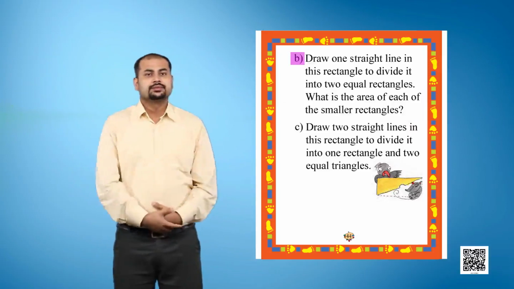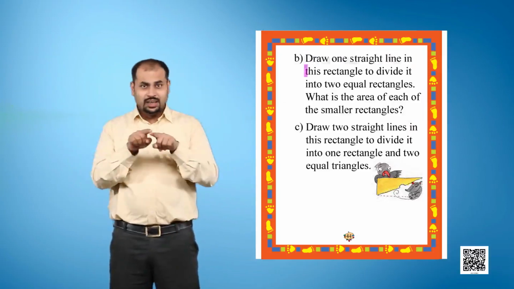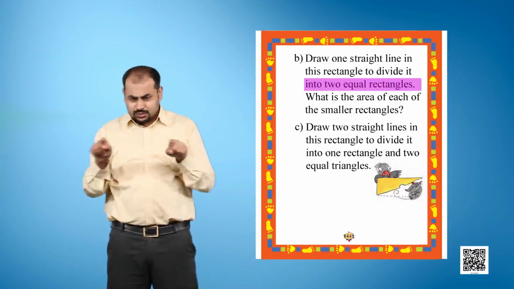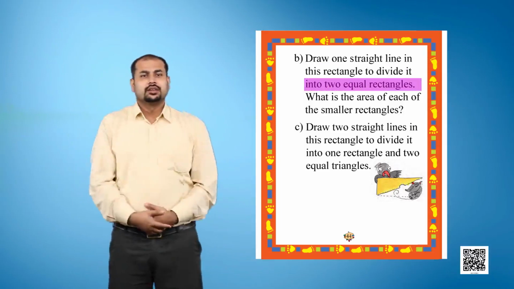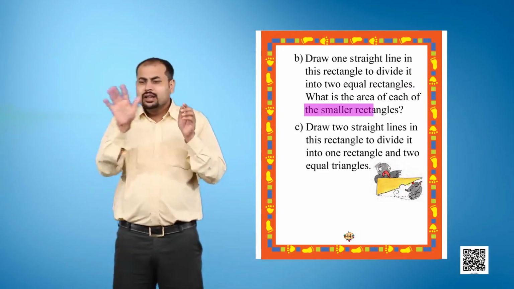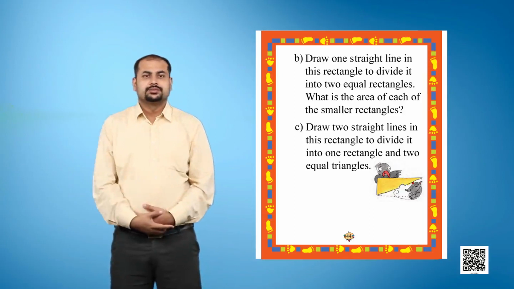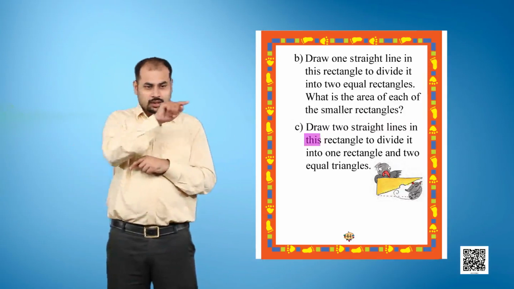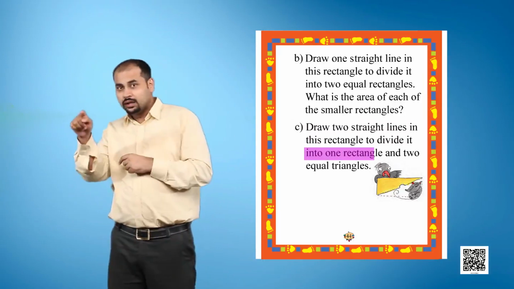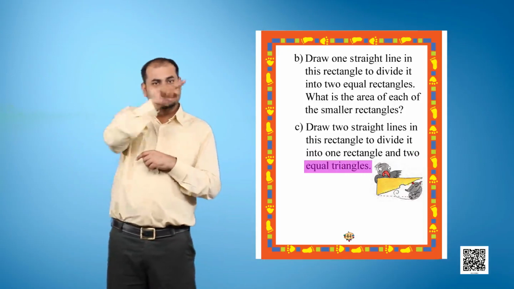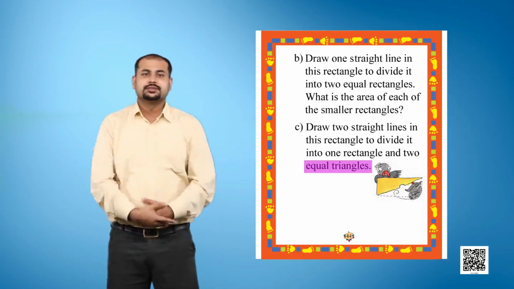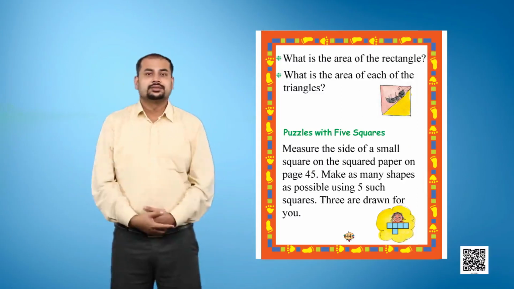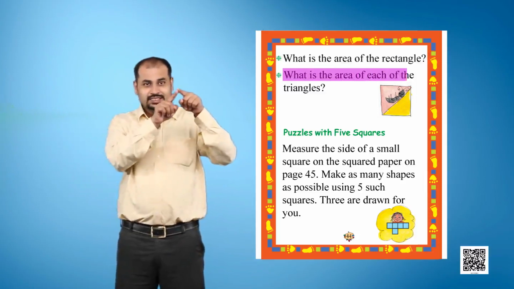Part B. Draw one straight line in this rectangle to divide it into 2 equal rectangles. What is the area of each of the smaller rectangles? Part C. Draw 2 straight lines in this rectangle to divide it into 1 rectangle and 2 equal triangles. What is the area of the rectangle? What is the area of each of the triangles?